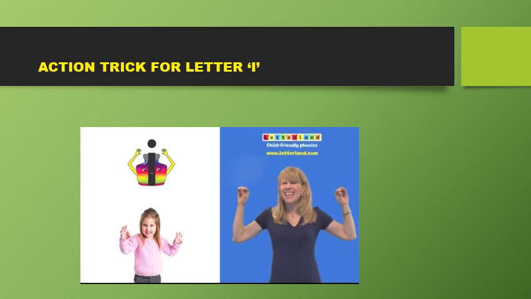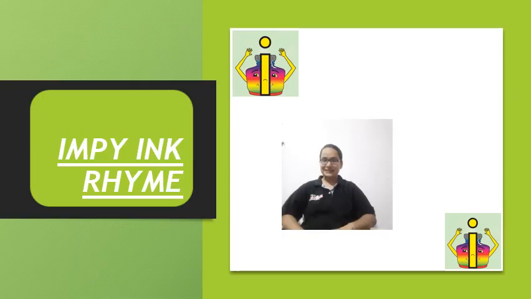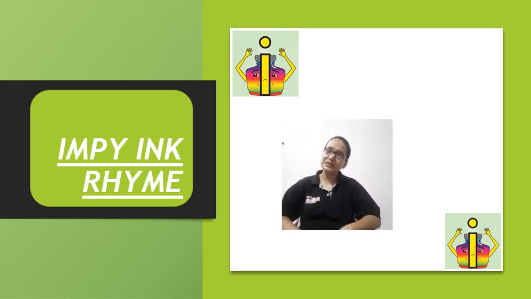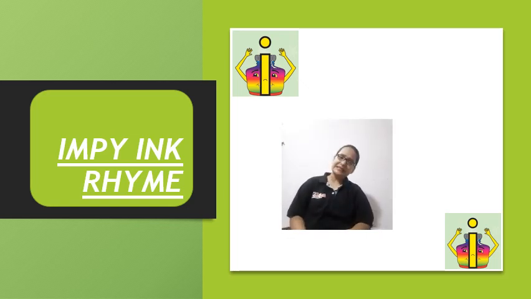And do you know the action trick for letter I? What you have to do is touch your fingers to thumb on the same hand as if sticky with ink and make an icky face. As you can see in this picture, like this you have to do.